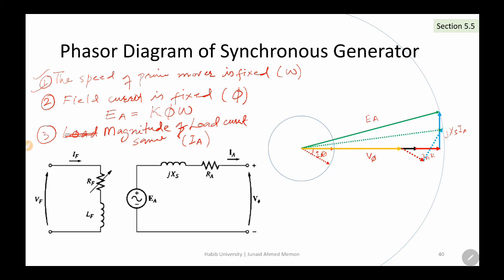And the consequence of that is that because your EA cannot vary and your load current is fixed, it means that your terminal voltage is going to decrease. So you can see the terminal voltage, the phase voltage highlighted in yellow, is basically decreasing as we change the nature of the load in the inductive case.